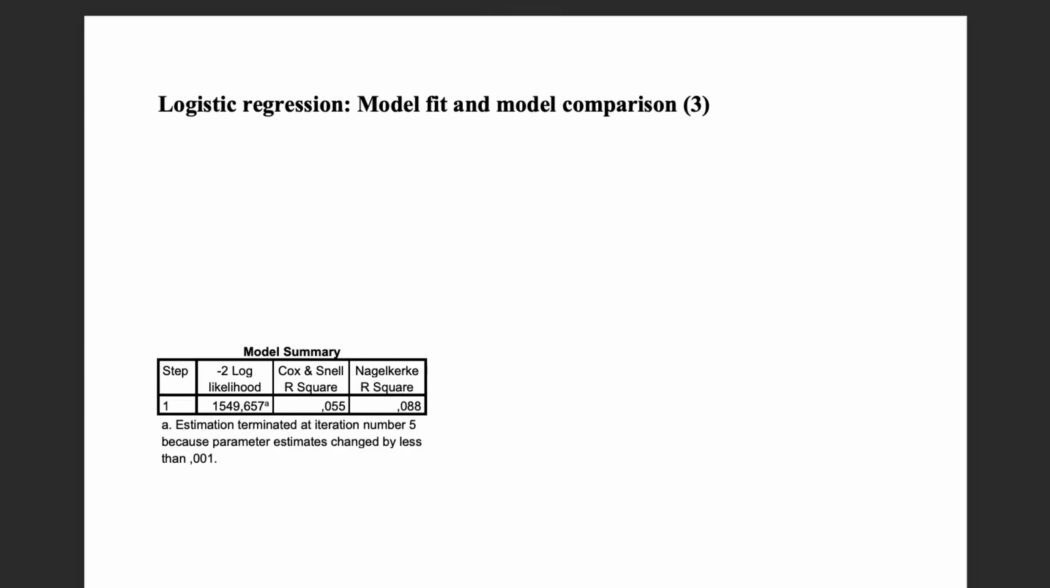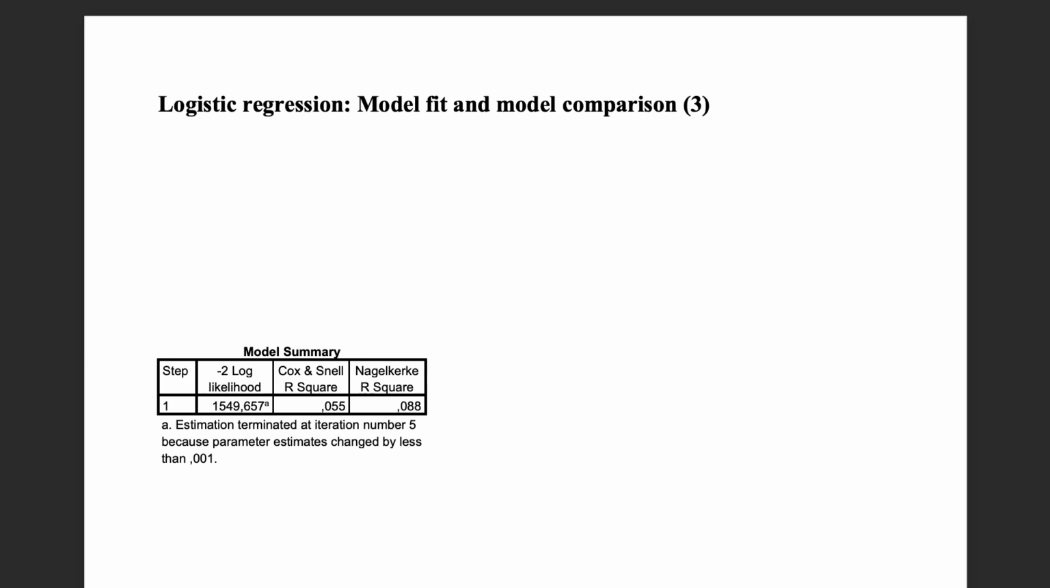So let's look at the SPSS output that we would get if we run a logistic regression model and assess the goodness of fit of our model and compare the goodness of fit between different nested models. One thing that SPSS will always give you for each model is the model summary. In this case I just have one model, so step one indicates that I have one model here, and then I get different numbers in different columns.